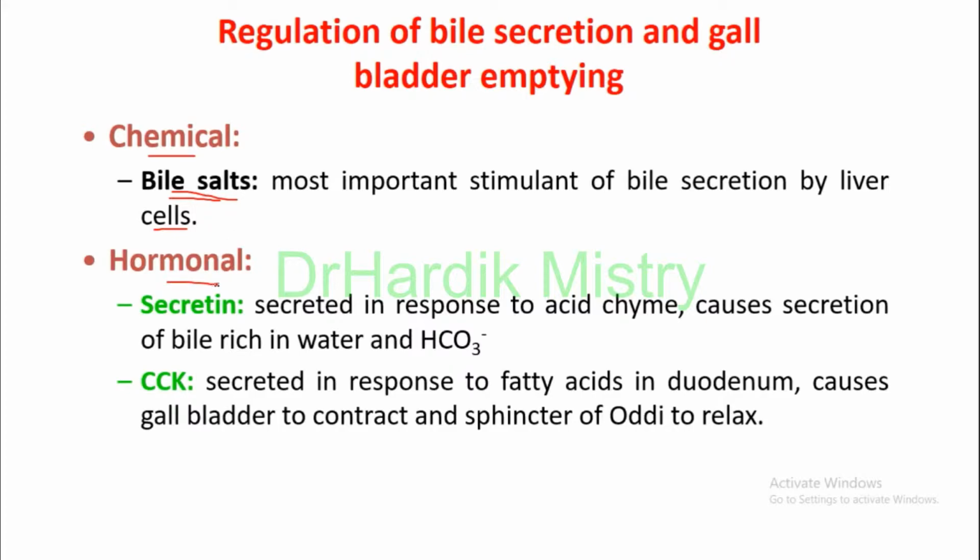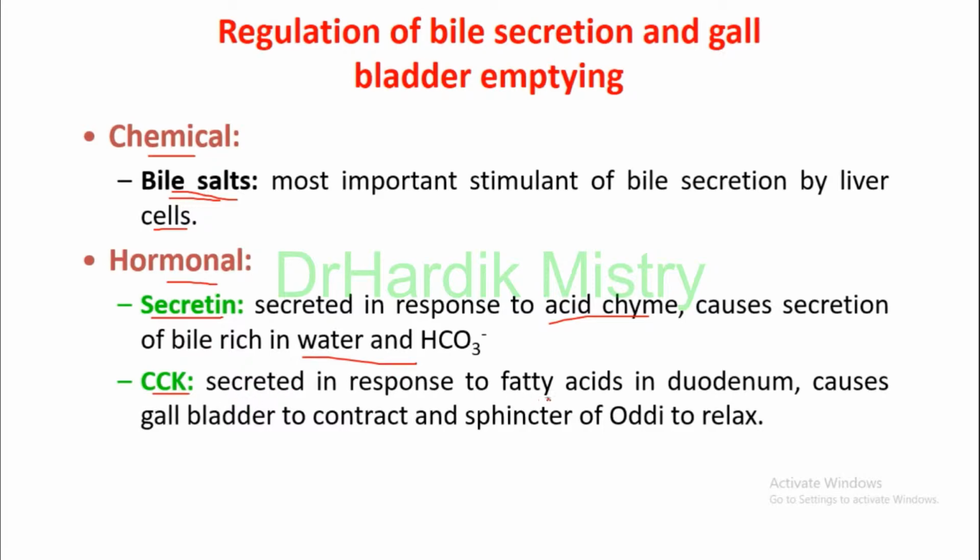Hormonal regulation, there are secretin and cholecystokinin. The whole of the GIT is mainly dependent upon three hormones: gastrin, secretin and cholecystokinin. Everywhere these three hormones are present, but mainly secretin and cholecystokinin. Secretin is secreted in response to the acidic chyme. It causes secretion of bile rich in water and bicarbonate ion.